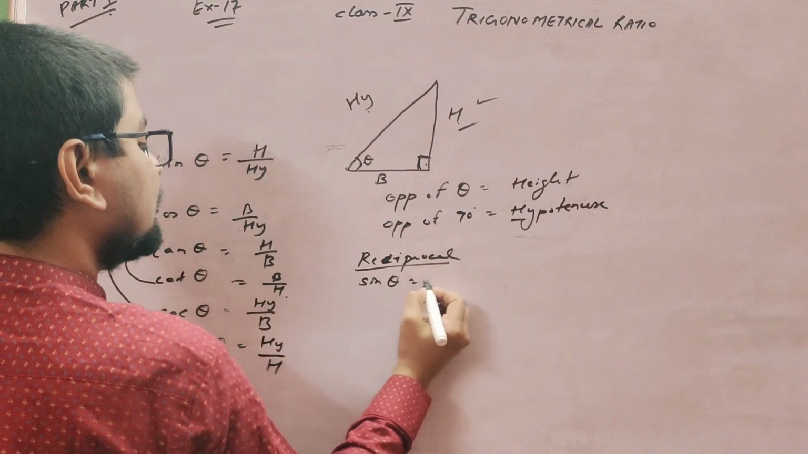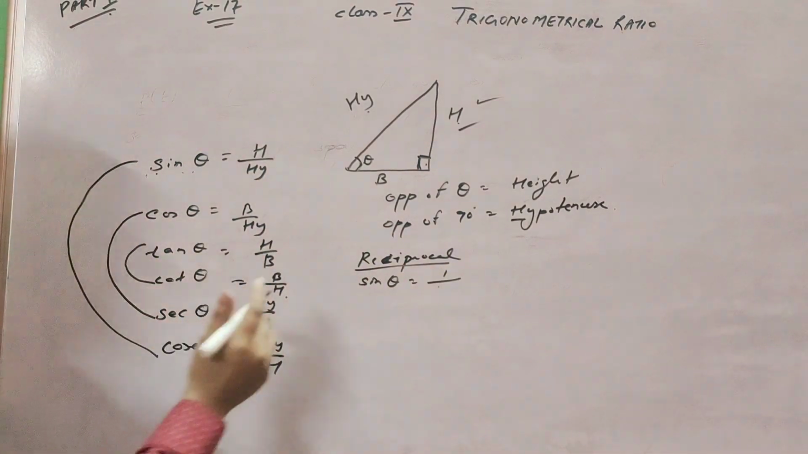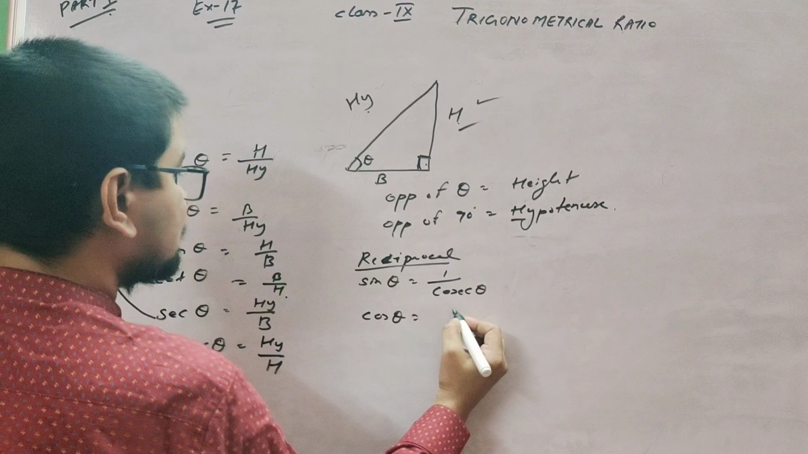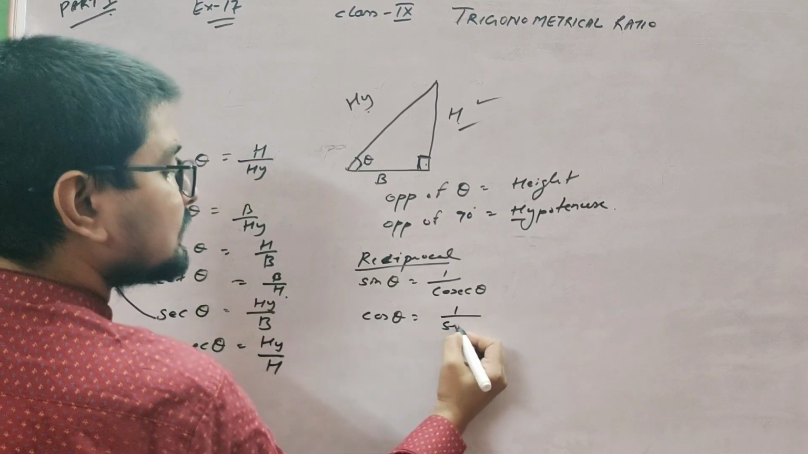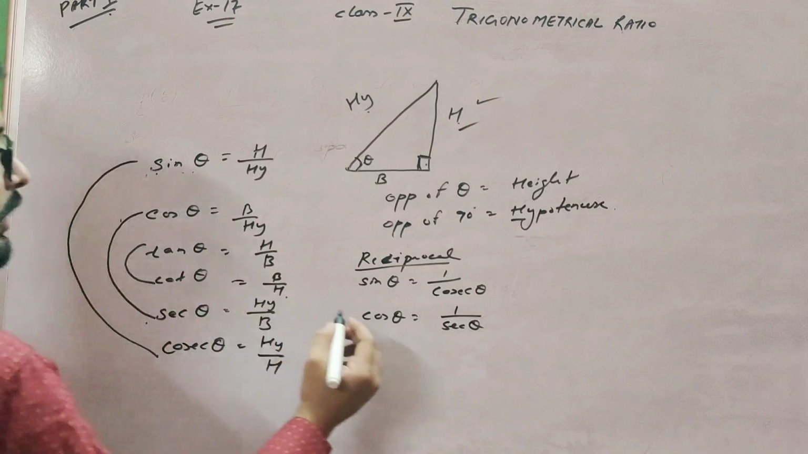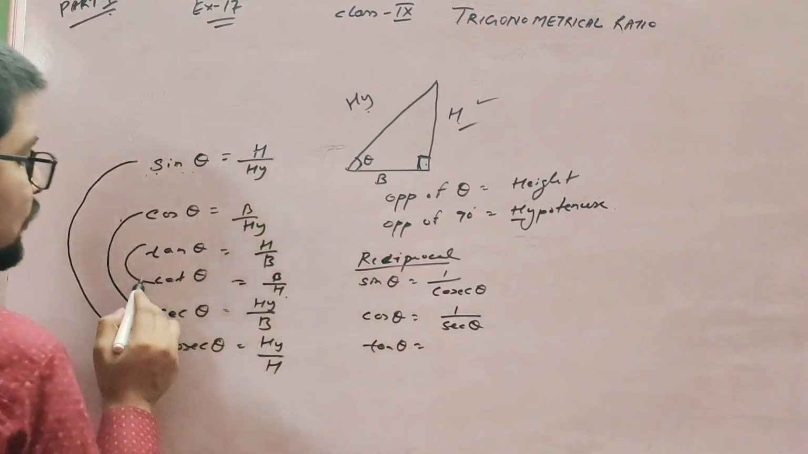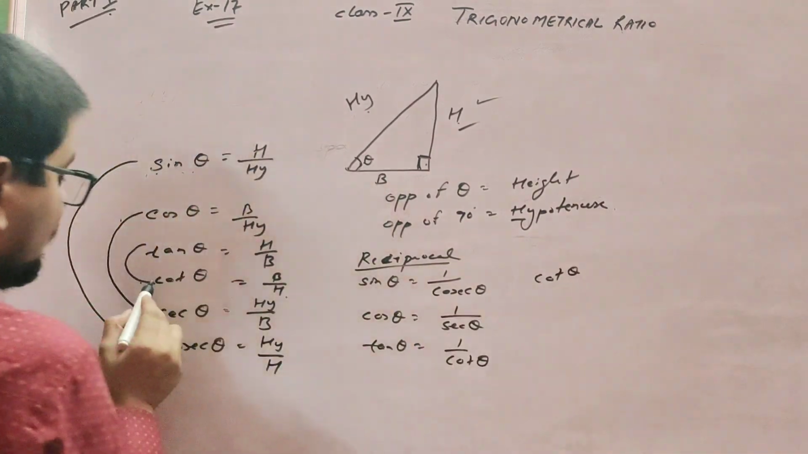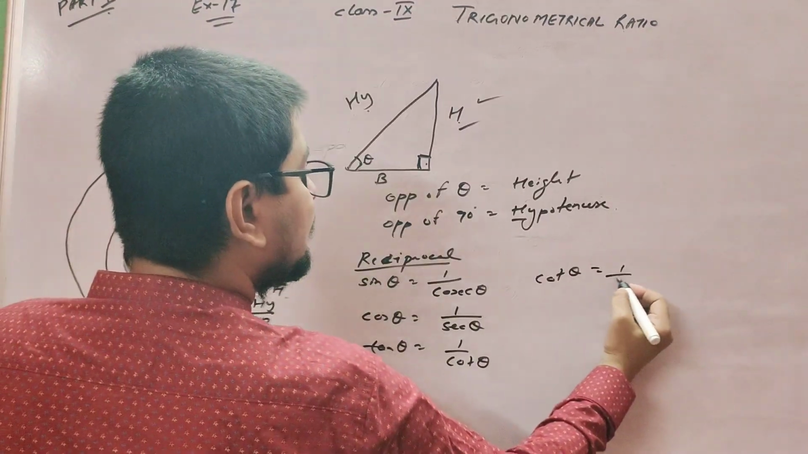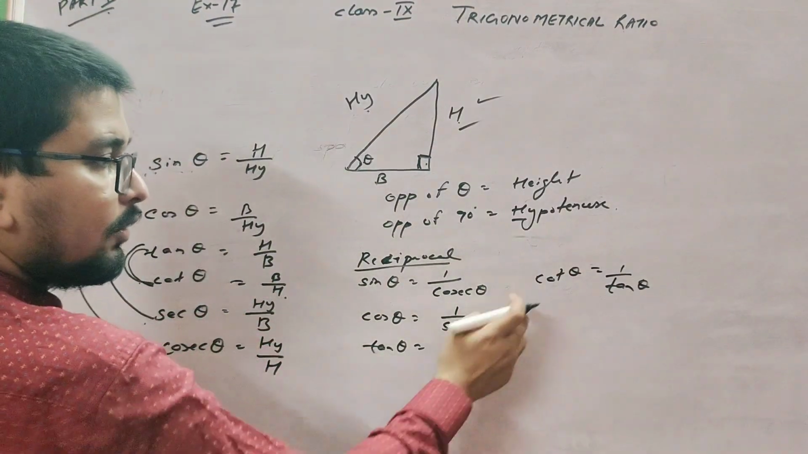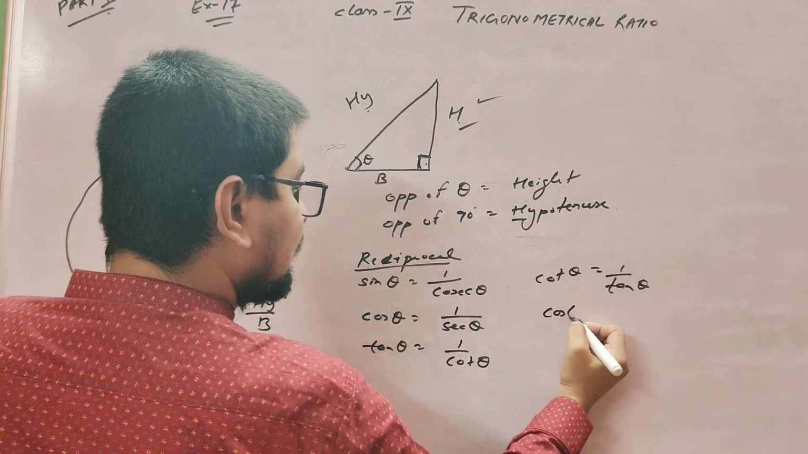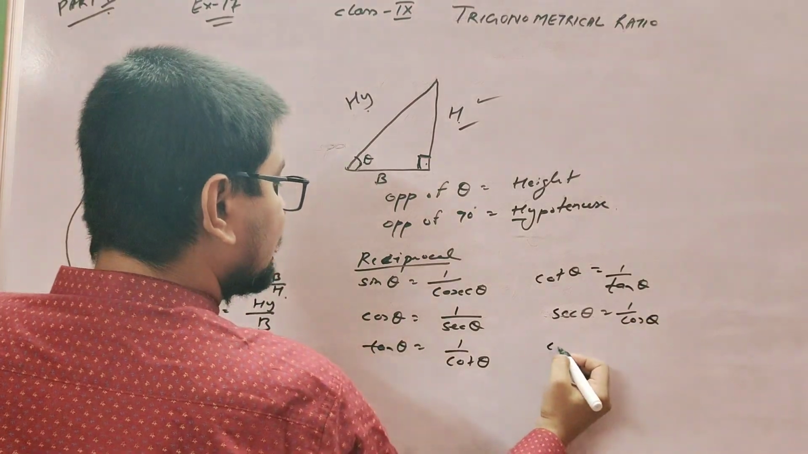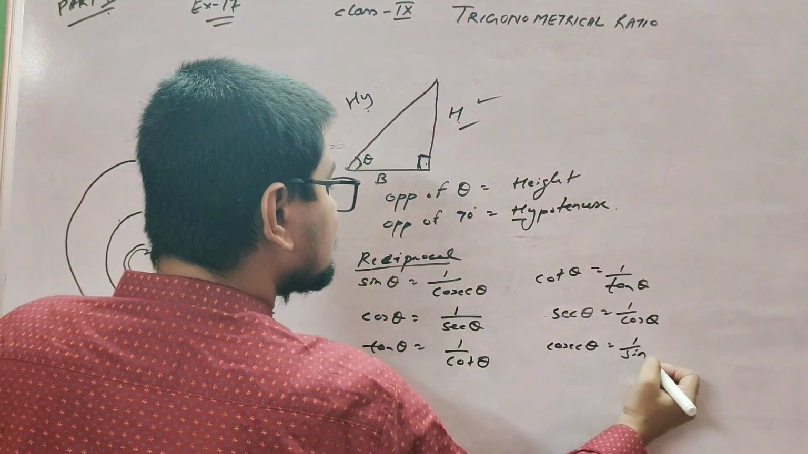This is a formula, and again we write down the reciprocal relations here. Sin theta equals 1 by cosec theta, because sin relates with cosec. Cos theta equals 1 by sec theta, because cos relates with sec. Tan theta equals 1 by cot theta. And cot theta relates with tan, that is 1 upon tan theta. Tan is 1 by cot, cot is 1 by tan. And sec theta equals 1 by cos theta, and cosec theta equals 1 by sin theta.